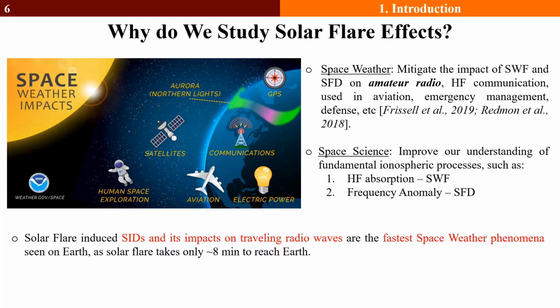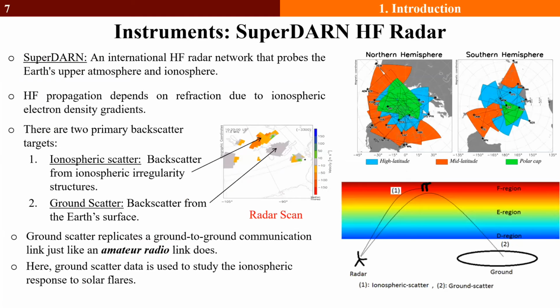About the instrument, I'm going to use SuperDARN, which is the Super Dual Auroral Radar Network. Here it shows the northern hemisphere and southern hemisphere distribution of SuperDARN networks. SuperDARN is an international HF radar network that probes the upper atmosphere. You might know that HF propagation depends on refraction from the ionospheric electron density gradient, so the transmitted signal from SuperDARN bends when it passes through the ionosphere.